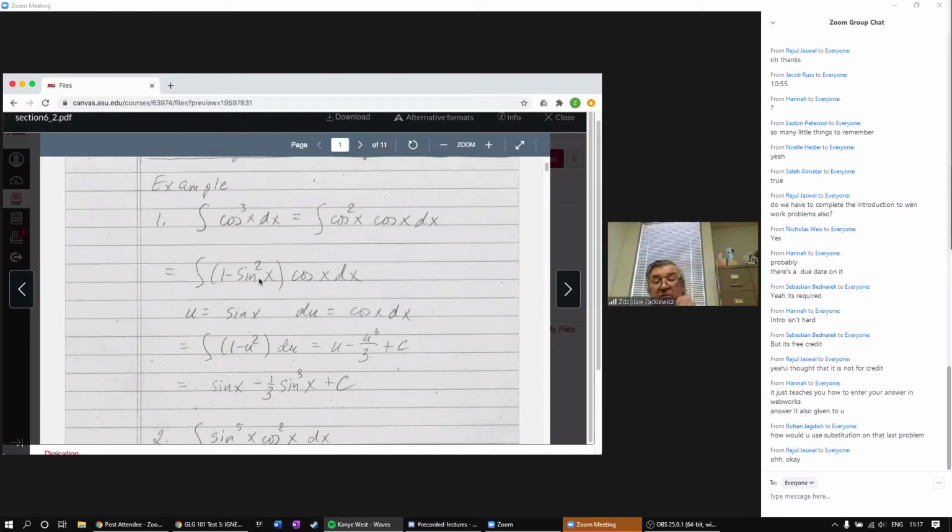Why is this useful? Because if you now make a substitution for sine, you'll be able to get rid of cosine. So you see, making the substitution u equals sine x, du.